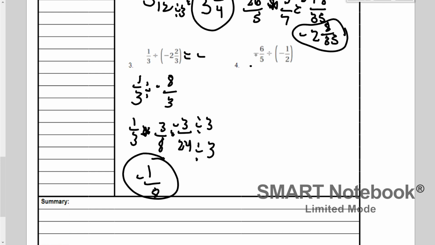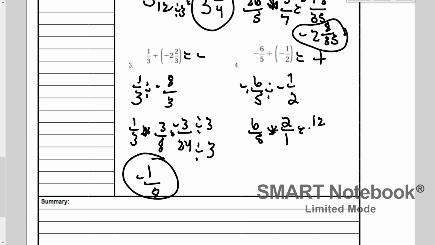Negative divided by negative is going to give us a positive answer. Negative 6/5, because it does not need to be improper, it already is. Same thing with negative 1/2. Keep, change, flip. Keep my 6/5 the same. Change division to multiply. Flip 1/2 to 2/1. Multiply across. 6 times 2 is 12. 1 times 5 is 5. My answer is positive, so it's a positive 12/5.